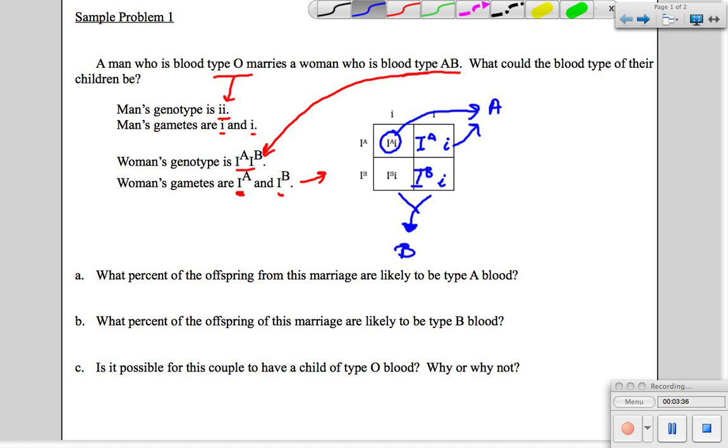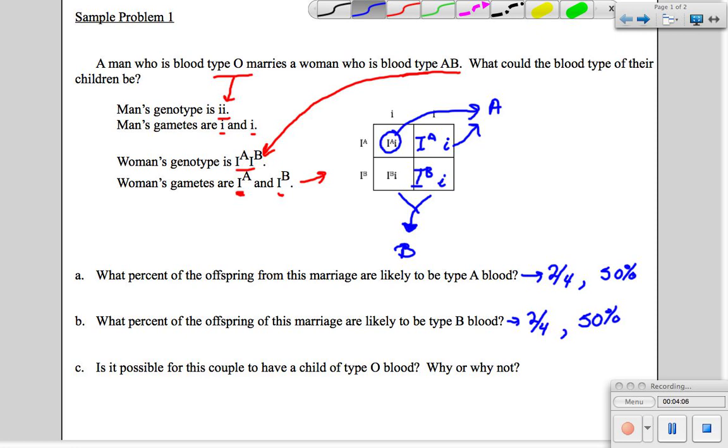Now let's look at our questions. Which percent of the offspring from this marriage are likely to be type A blood? Well, we can see that 2 out of the 4 squares have type A, so it would be 2/4 or 50%. Letter B. What percent of offspring in this marriage are likely to be type B blood? We also have 2 out of 4 of our boxes are type B blood, or 50%.